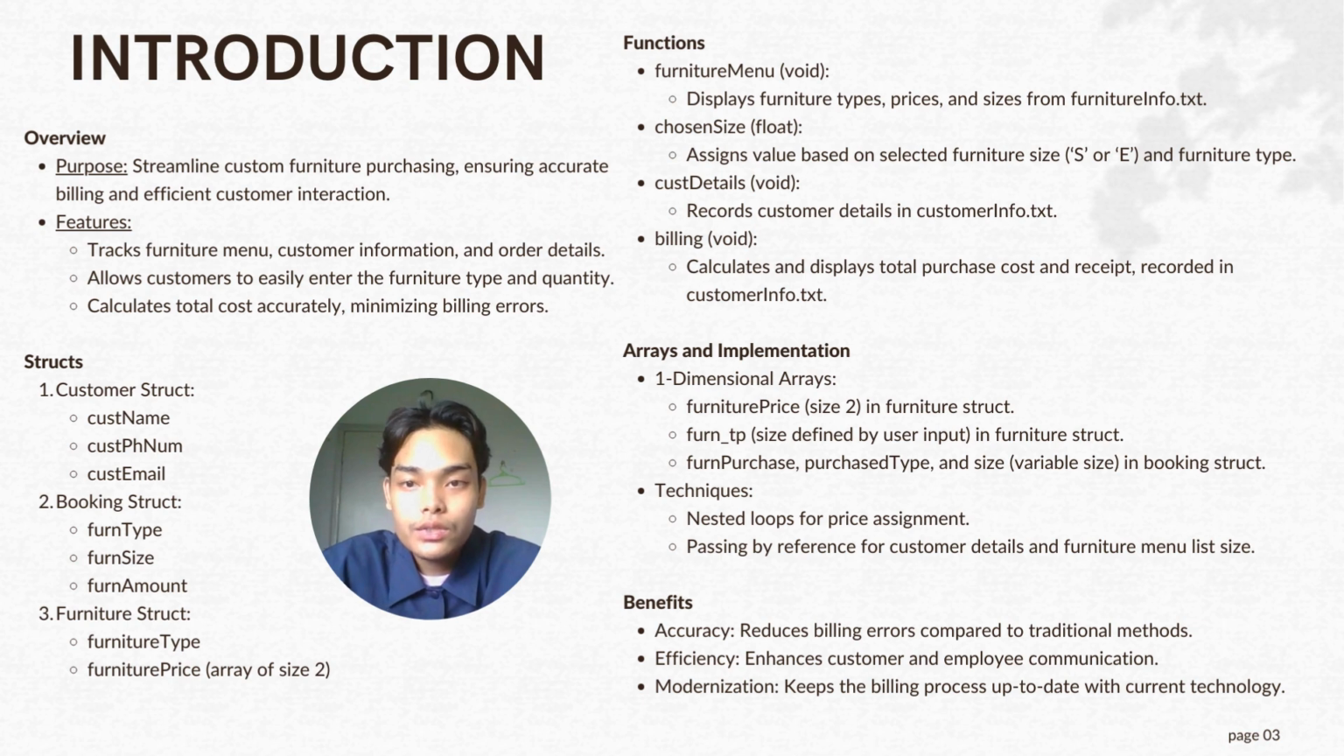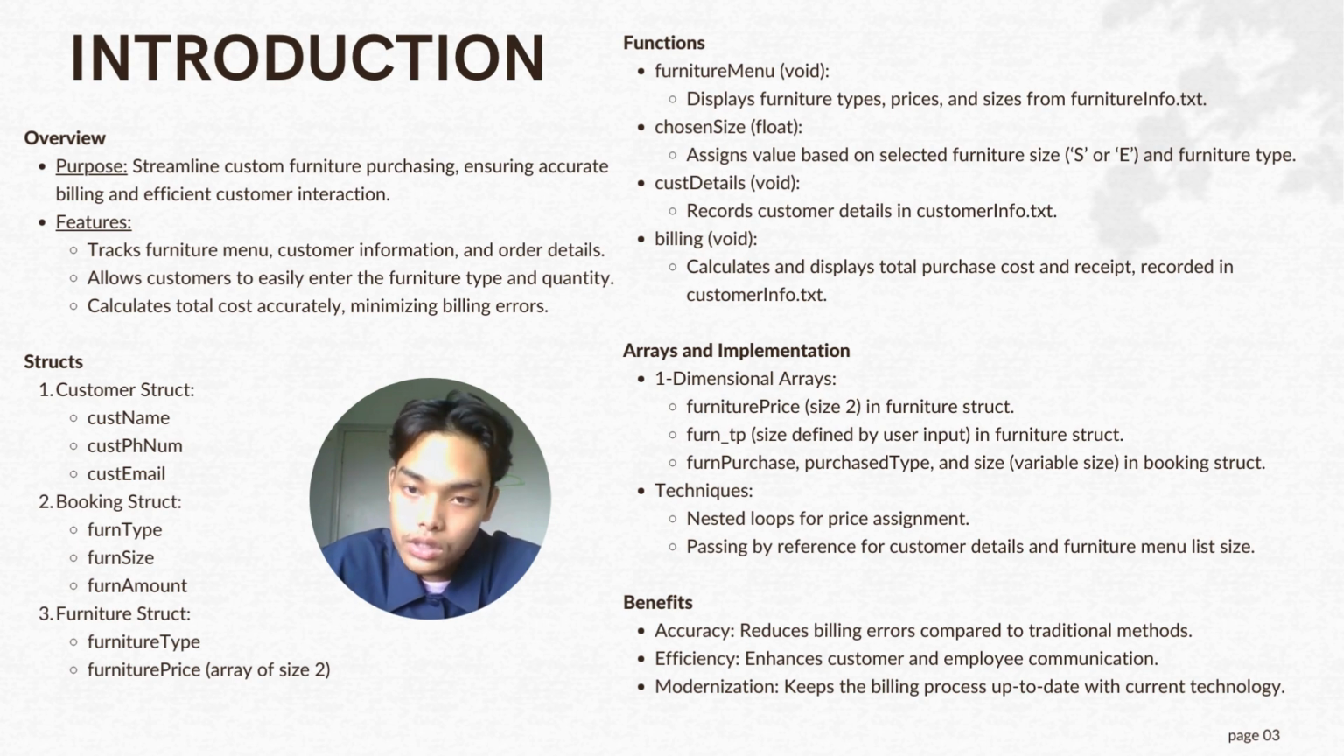So I'm going to begin with a brief introduction of our project background. So here's the overview. The purpose of this system is to streamline custom furniture purchasing, ensuring accurate billing and efficient customer interaction. The features of the system are to track the furniture menu, customer information and order details. Next is to allow customers to easily enter the furniture type and quantity. And the last one is to calculate total cost accurately and minimize billing errors.